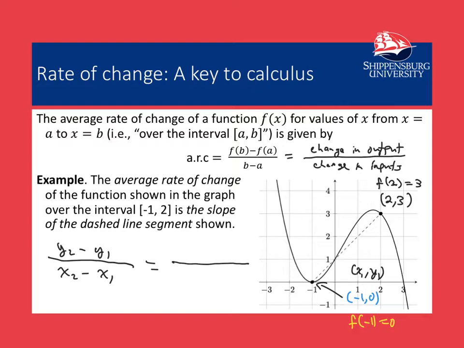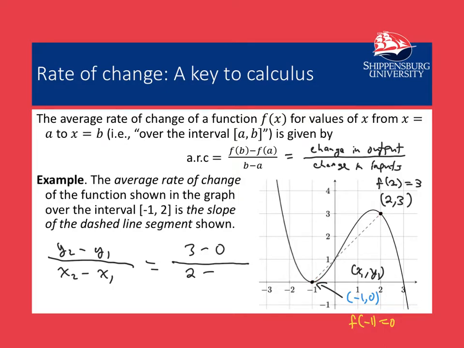The change in the outputs is the output on the rightmost point minus the output of the leftmost point. So that's 3 minus 0. That's the change in outputs of the function, which means the change in the y-coordinates of the points. And since I subtracted the 3 minus the 0, I then also have to subtract the 2 minus the -1. I have to keep these things paired correctly, so the point I'm putting first is this one over here, then minus the point that's over here.